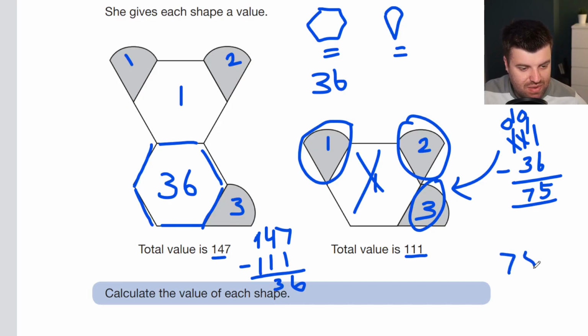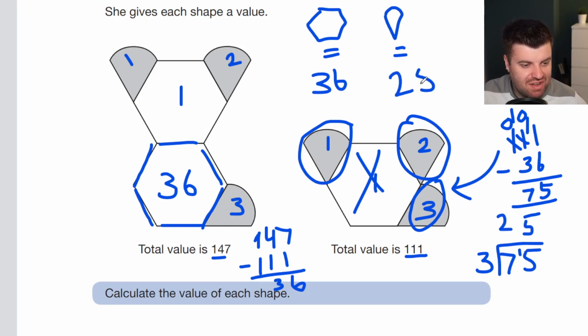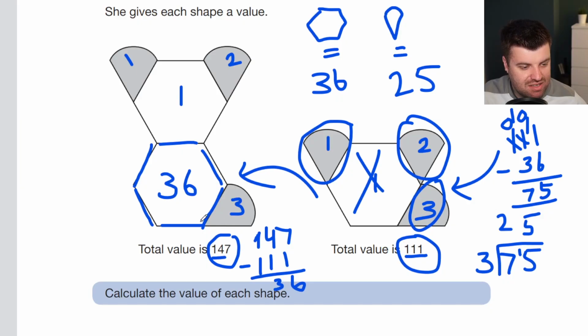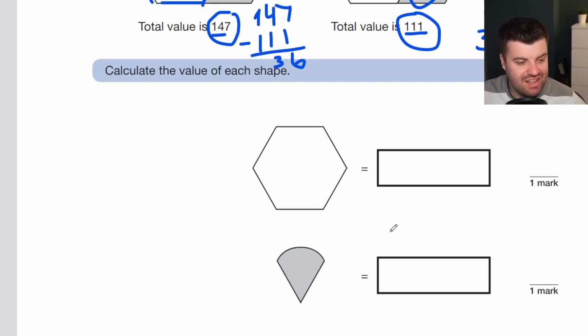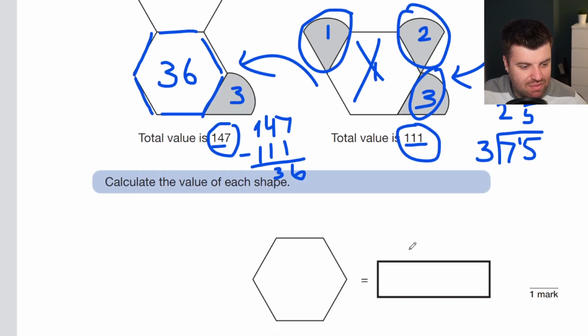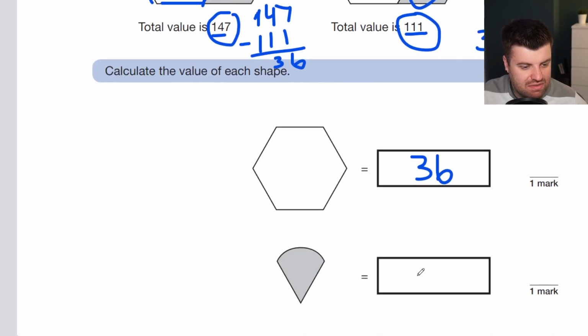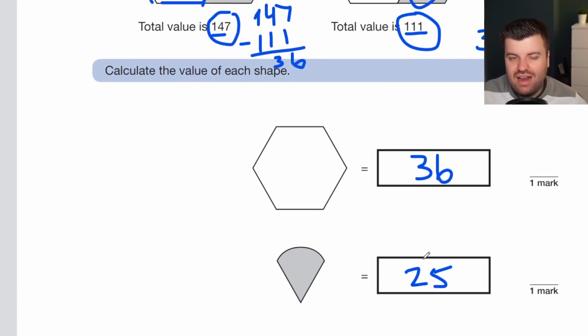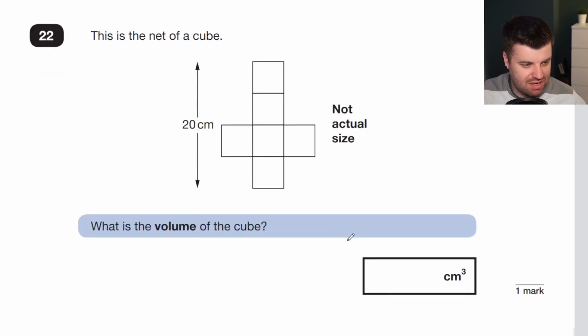So you guessed it, we have to divide 75 by 3 to give us the value of 1 cone shape, and we end up with 25. So the cone shape is 25, the hexagon is 36. All about asking yourself what is the same and what's different, and using these values here, 147, 111. The only thing that changed from 111 is we added a hexagon. So we just needed to find the difference. We can copy it in here. We have 36 for the hexagon. We have 25 for the cone shape. I love that question, a really good reasoning question.